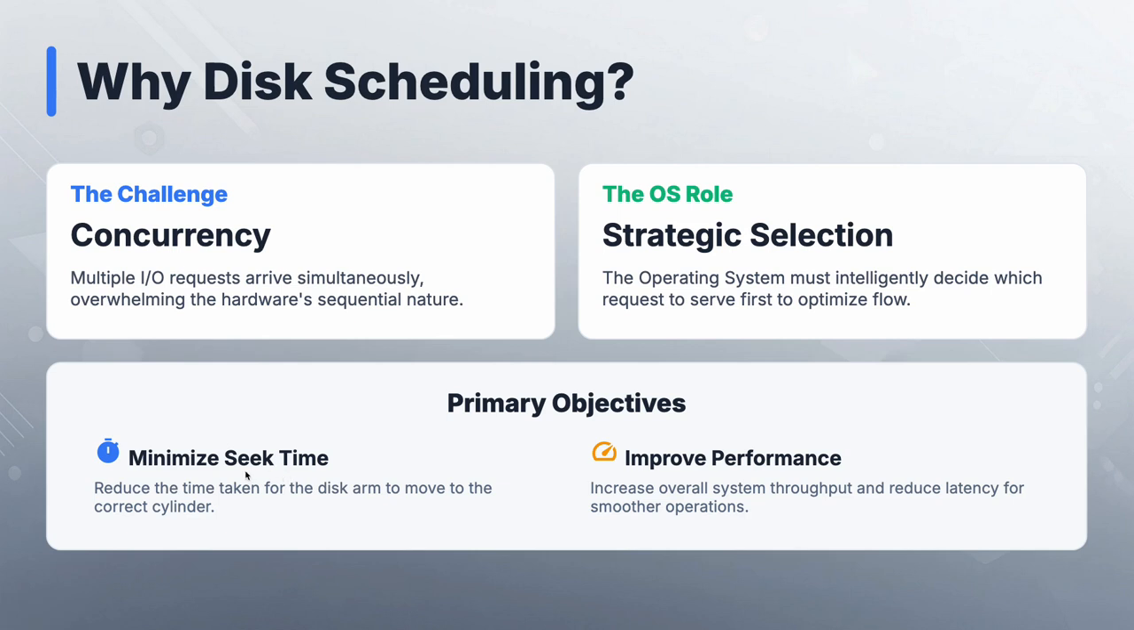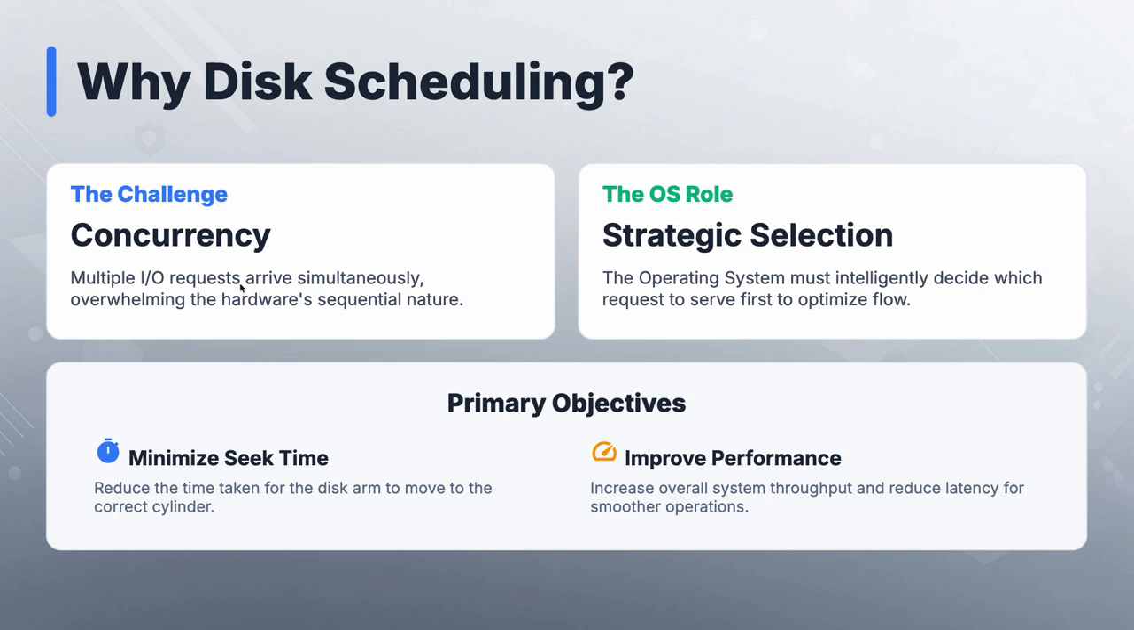What is seek time, right? Seek time is the time taken for the disk arm to move from one cylinder to another. As data will be written across different sectors, the arm would need to move to that particular location so that the data can be read. So the primary objective is minimize seek time, and the other is improve performance. If we have the right disk scheduling algorithm, we will be able to increase the throughput of the server.